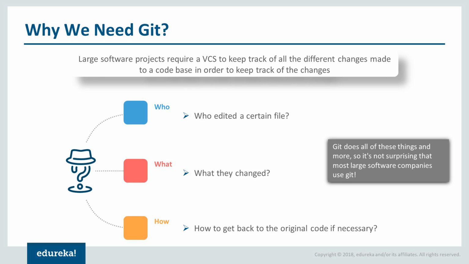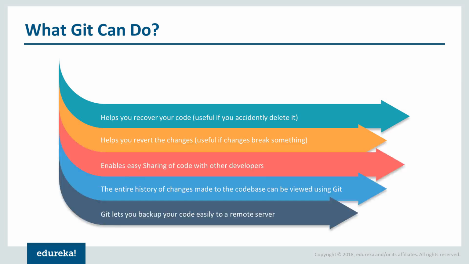So why do we need Git? Now, any VCS can help you track all the changes within your project. It can help you see who edited the file, what has been changed, and how to roll back or revert the code if necessary. So Git or any version control system will actually take care of all these things. And Git is, as I said, the most popular one. So what Git can do, it can help you recover the whole project or a single file, number one.